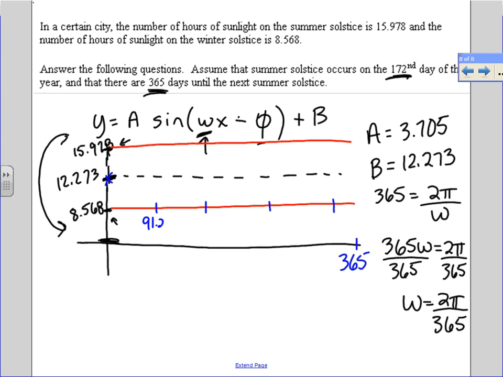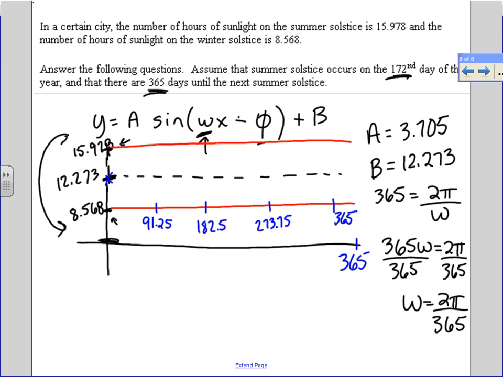So 91.25, and then another 91.25 is 182.5, and then another 91.25 is 273.75, and then of course another 91.25 would give me my end there, 365 days. And so we've divided up the seasons of the year.